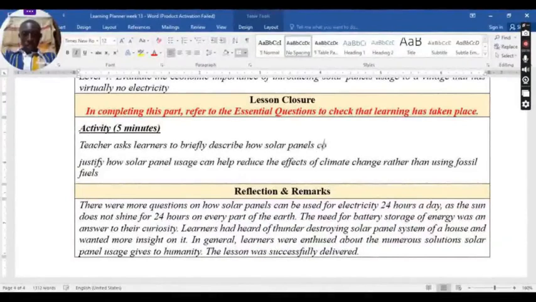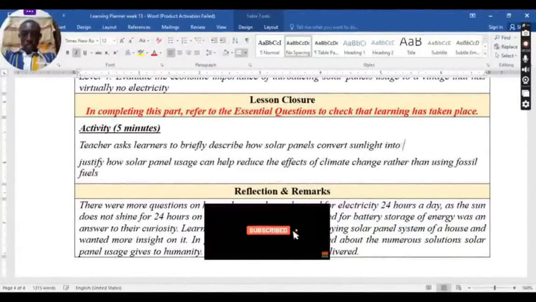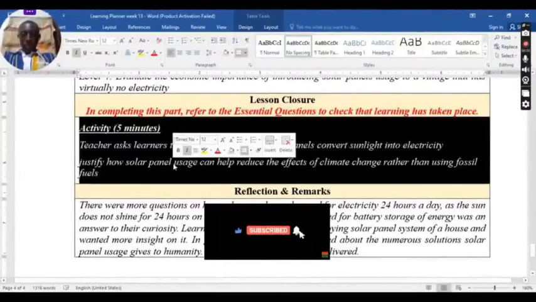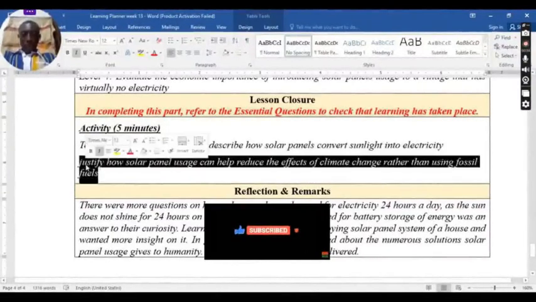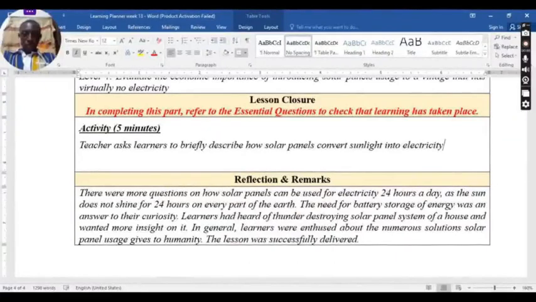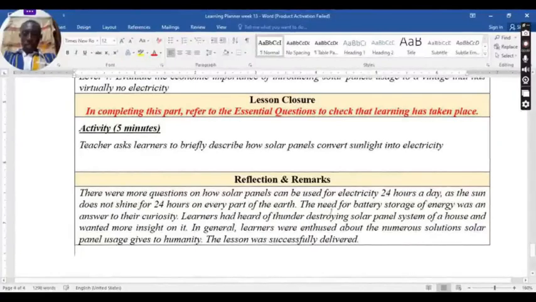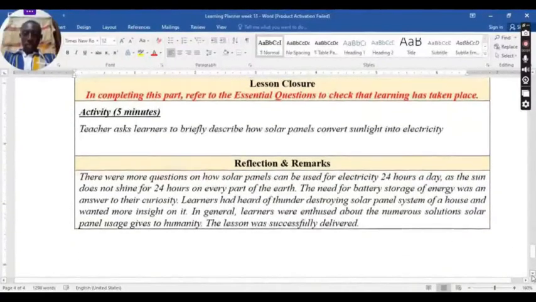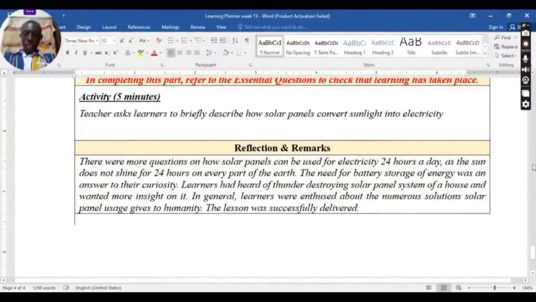sunlight to electricity. Simple. Okay, that will help if that is better than the previous. Alright. Okay. So that is a lesson closure, an activity that shows that the essential questions have been achieved, the learning has taken place. So this is lesson 2, lesson closure.